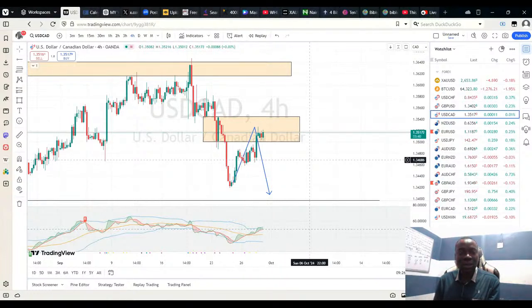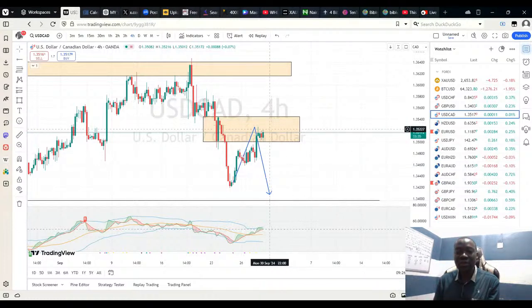Expect your sell opportunity on USD CAD at the price of 1.3540, then give us a TP of 1.3420. So that's my decision on USD CAD.